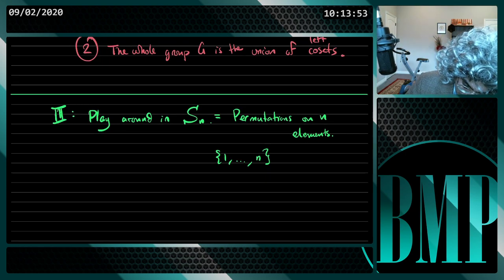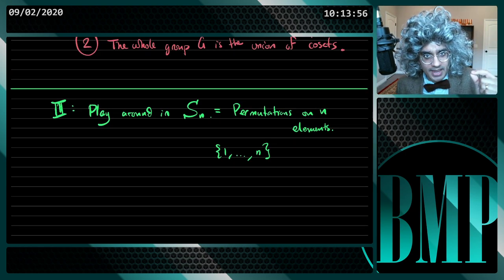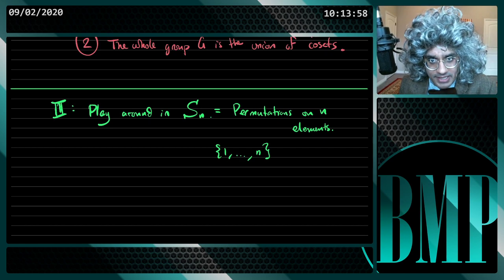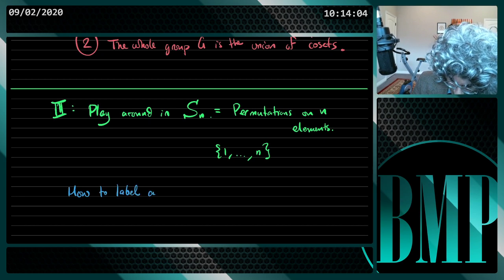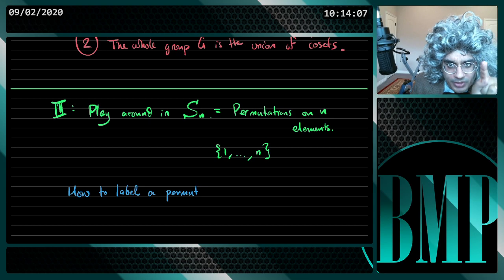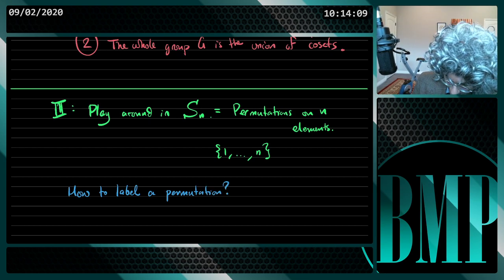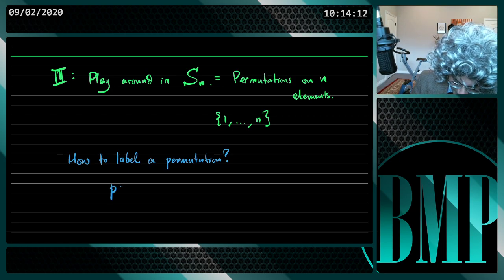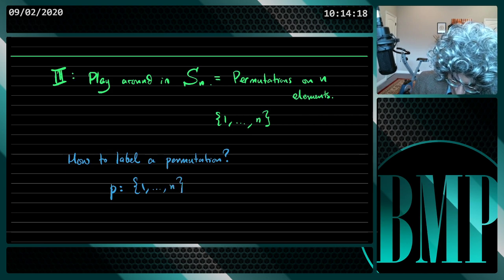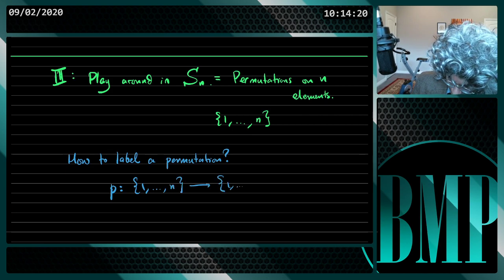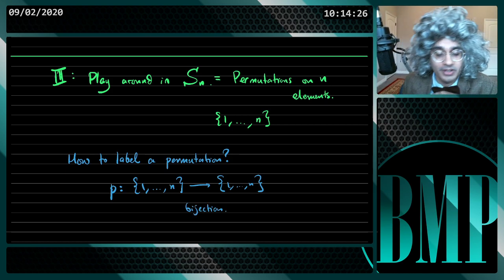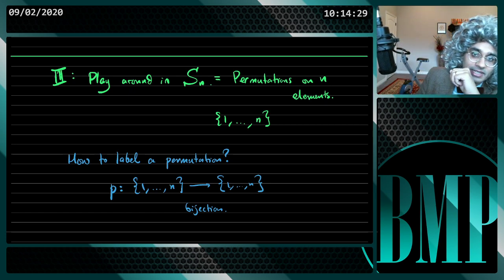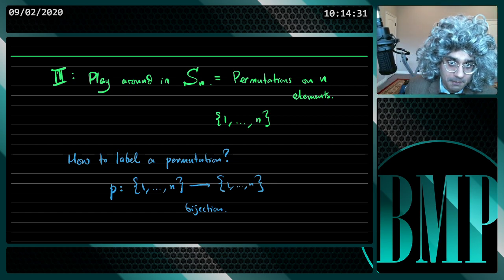Okay, so let's play around. I'm going to show you one way of labeling each element. So how to label a permutation? How to point to it? Here's what it is. A permutation is, after all, a bijection from this set to itself. A bijection, a one-to-one, and therefore onto, because these are finite sets of the same size, one-to-one and onto function.